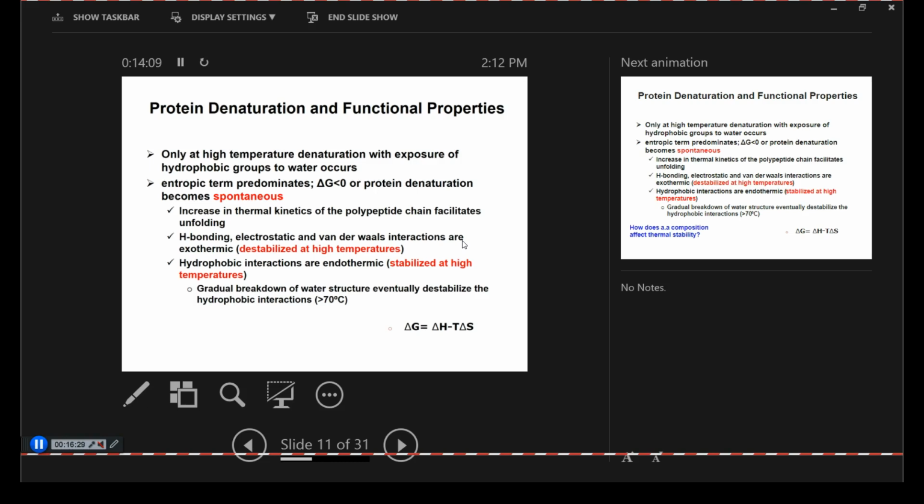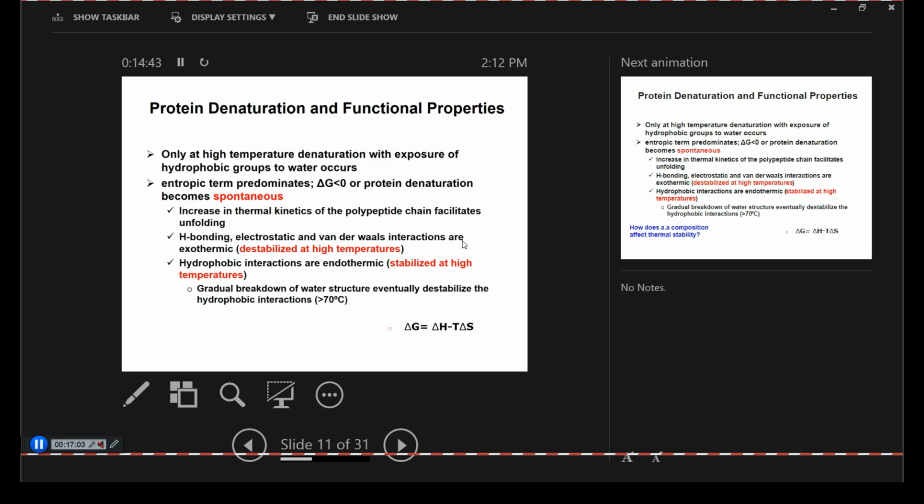And you can interrupt for questions. Yes, Lisa. So even though hydrophobic interactions are endothermic, they'll still break down at higher temperature? Due to the breakdown of water structure. Because the water structure formed a crystalline, ice-like structure around the hydrophobic regions. So with the increase in thermal energy, the water structure gradually breaks down. And when you don't have water structure formed around the protein, hydrophobic groups no longer need to hide from the water. So they have the tendency to be exposed.